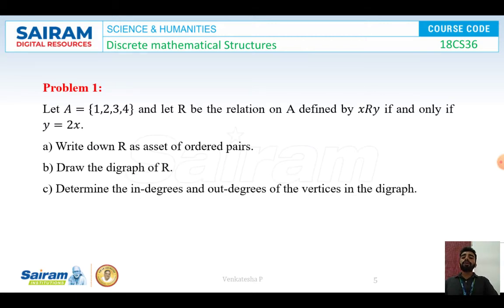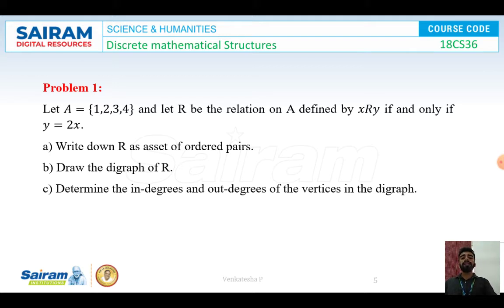Problem number 1. Let A is equal to {1, 2, 3, 4} be the elements of the non-empty set A, and let R be the relation on A defined by x R y if and only if y is equal to 2x. The first task is to write down R as a set of ordered pairs. Second, draw the digraph of R. Third, determine the in-degrees and out-degrees of the vertices in the digraph.